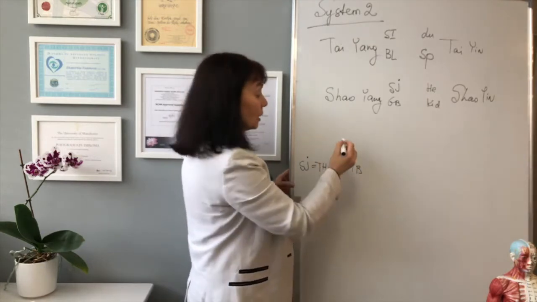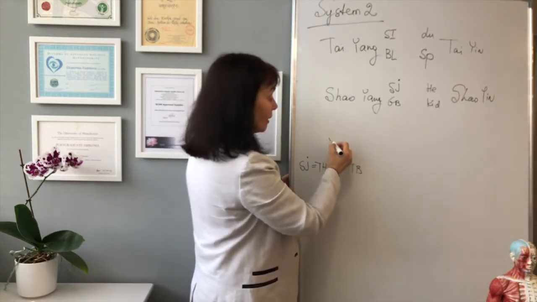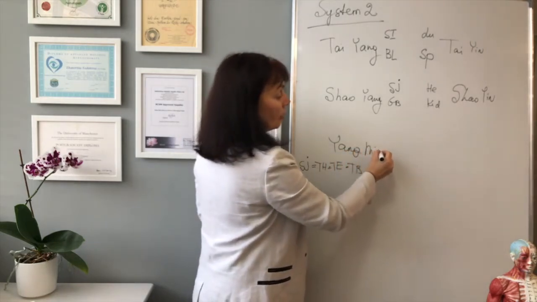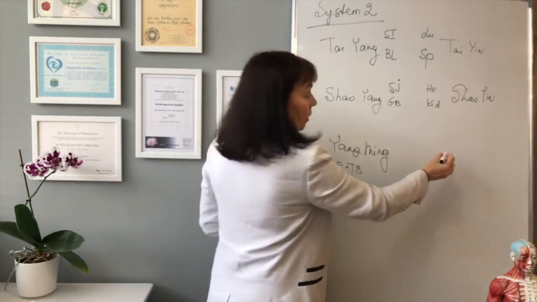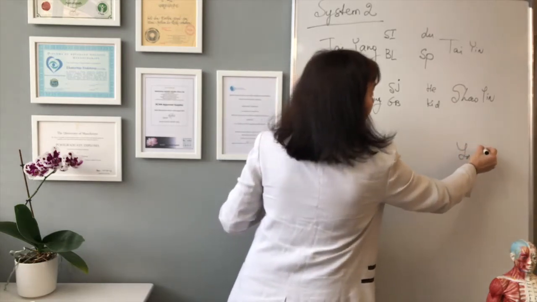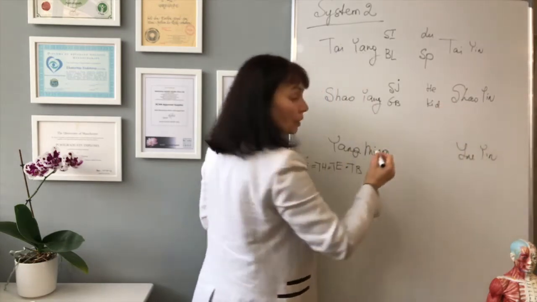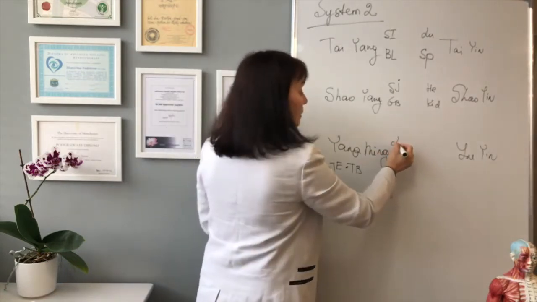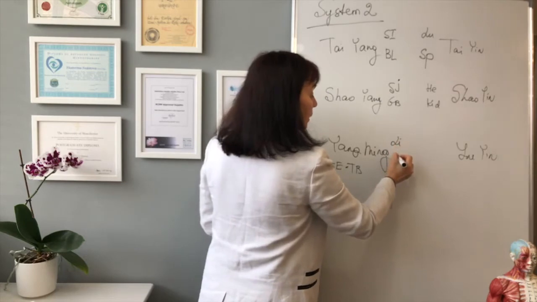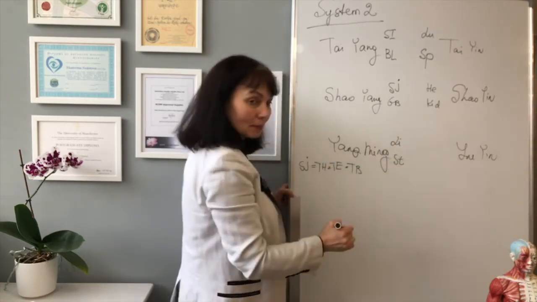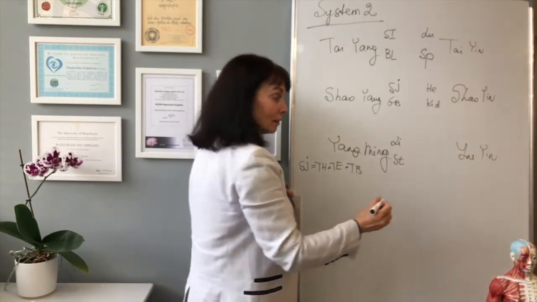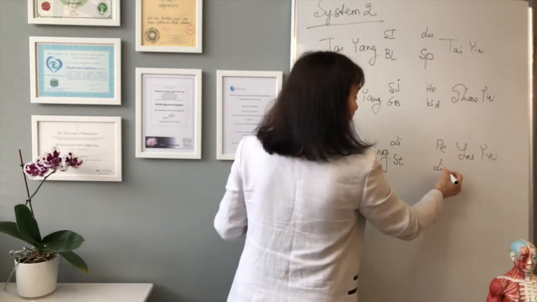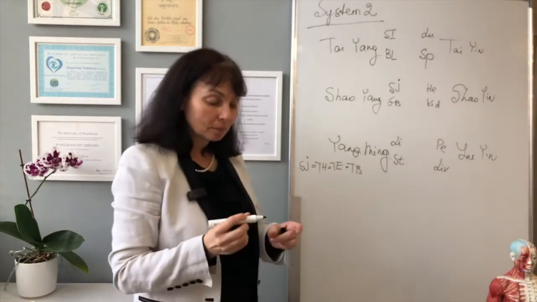And the last ones are Yang Ming and Jue Yin. What is Yang Ming? It is large intestine and stomach. And what is Jue Yin? It is pericardium and liver.